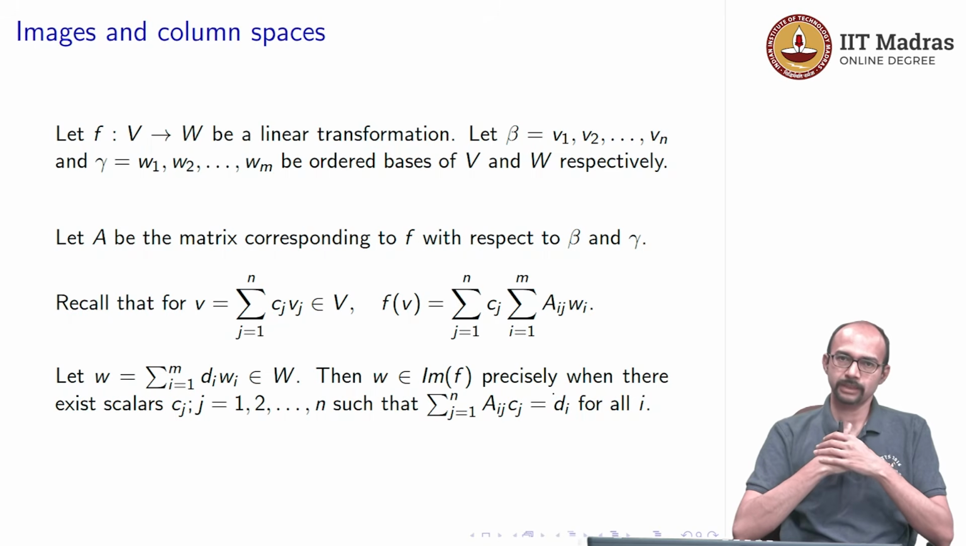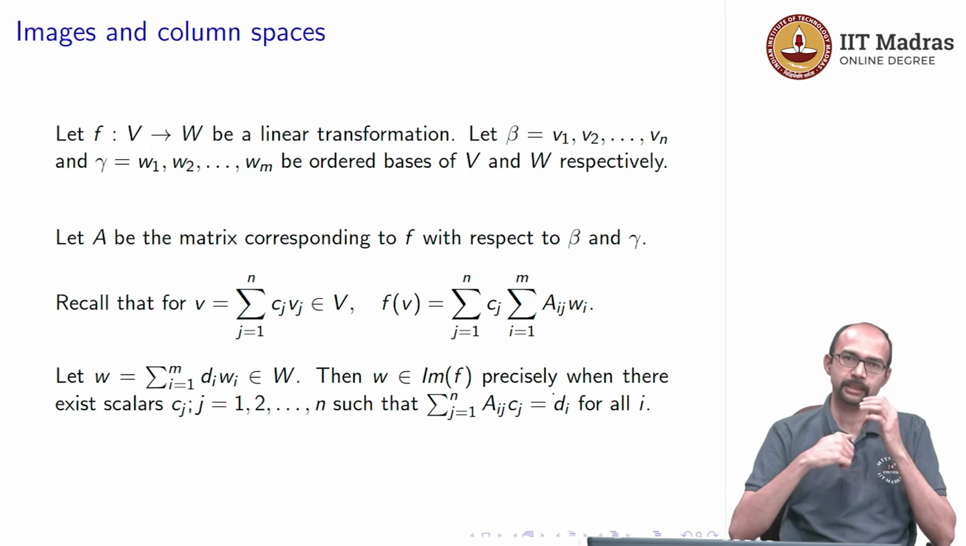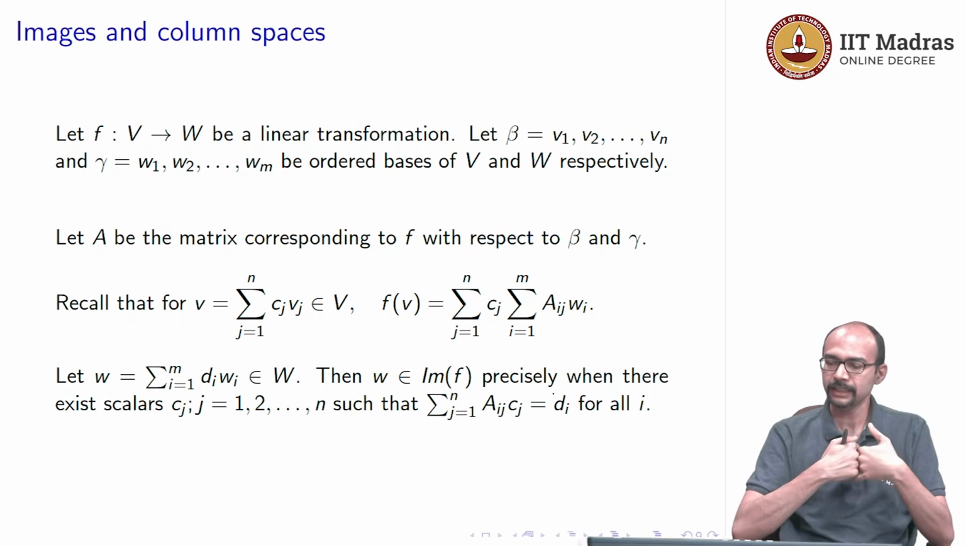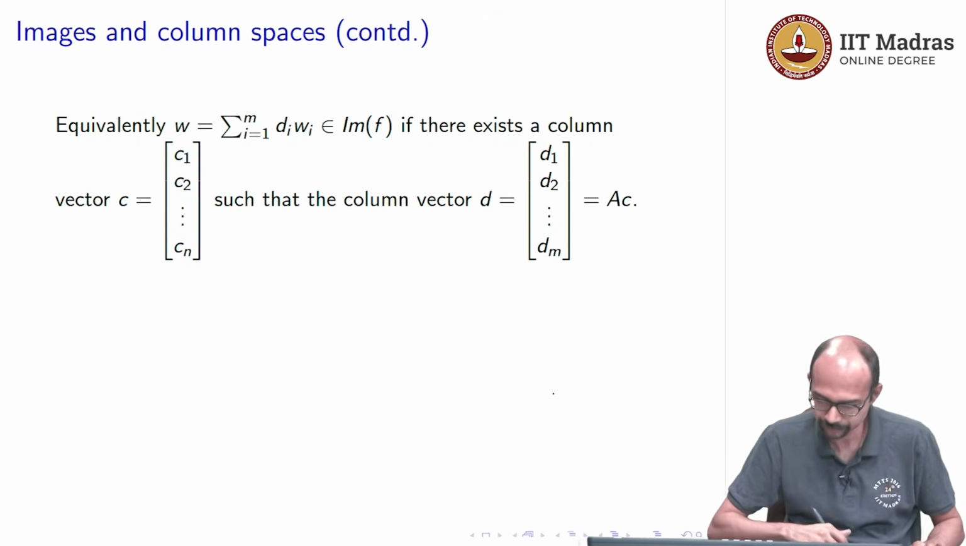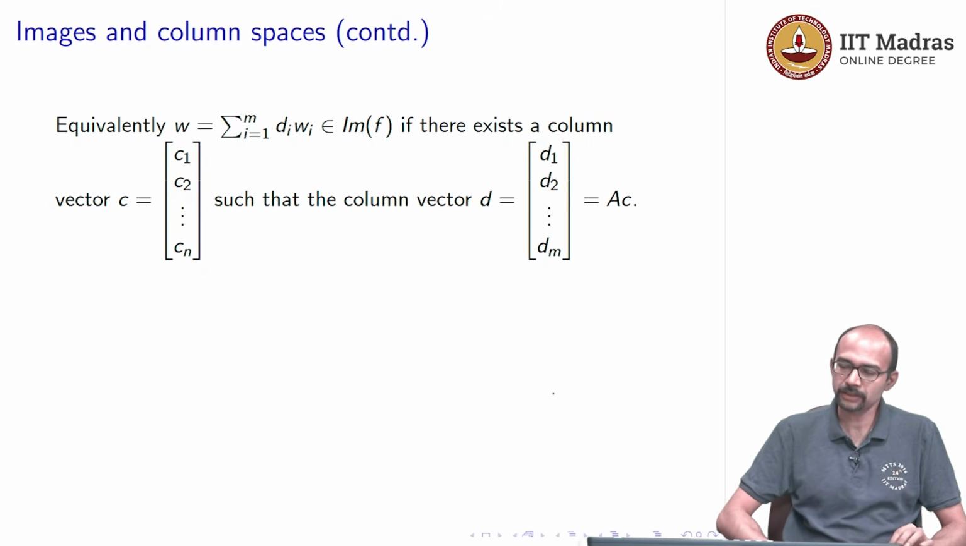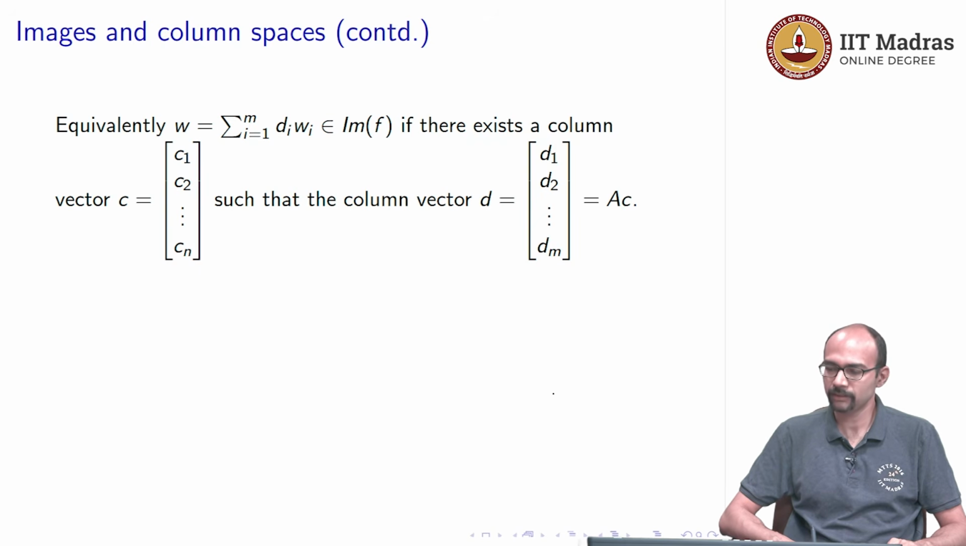Right. The coefficients of something in the image, something of the form f of v, are the summation a i j c j. So, that means these d i should be the summation a i j c j in order for w to be f of v, where v is equal to the summation c j v j. So, we can now express this in terms of columns. What it means is that the summation d i w i is in the image of f if there exists a column vector c such that the column vector d, which is d1, d2, up to dm, is equal to A times c.